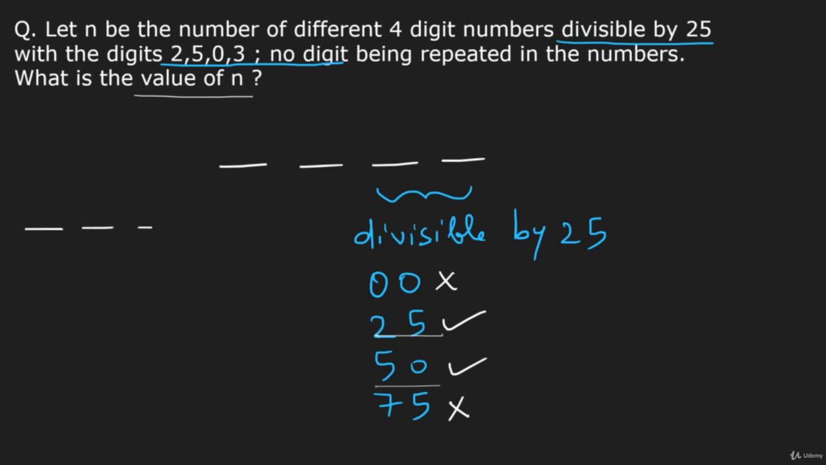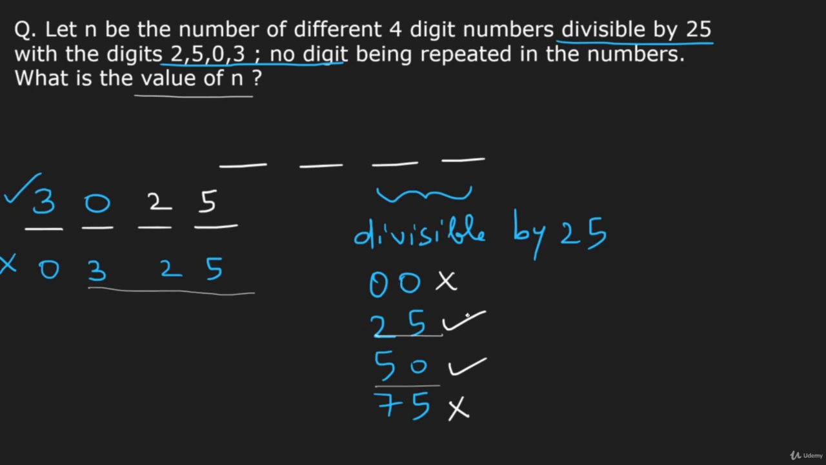Alright. Now, it's a 4-digit number. Let me fill the last two digits with 2, 5. Now, the other two digits can be filled as 3, 0 or I can fill it as 0, 3, right? Now, this one is valid. It's a 4-digit number and it's divisible by 25. But this one is not valid because you have 0 over here. So this is not a 4-digit number. This is actually just a 3-digit number.